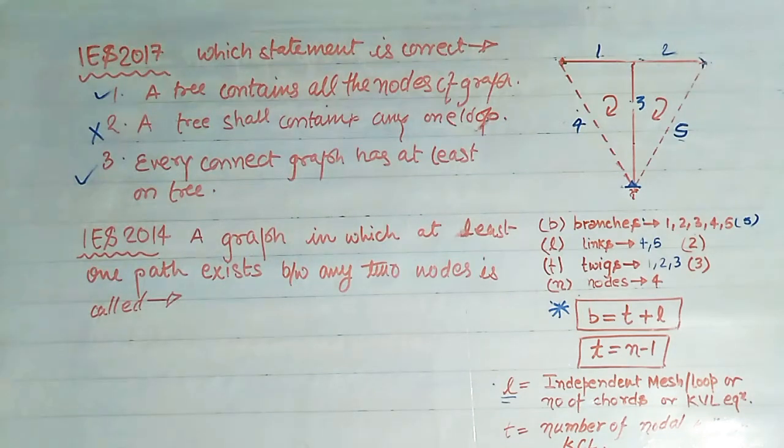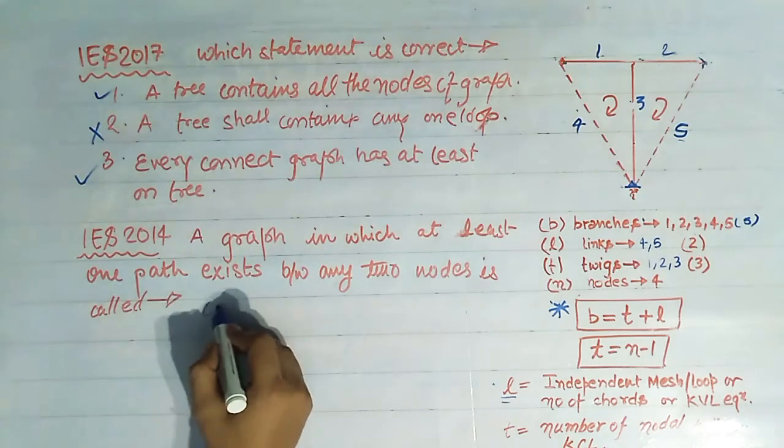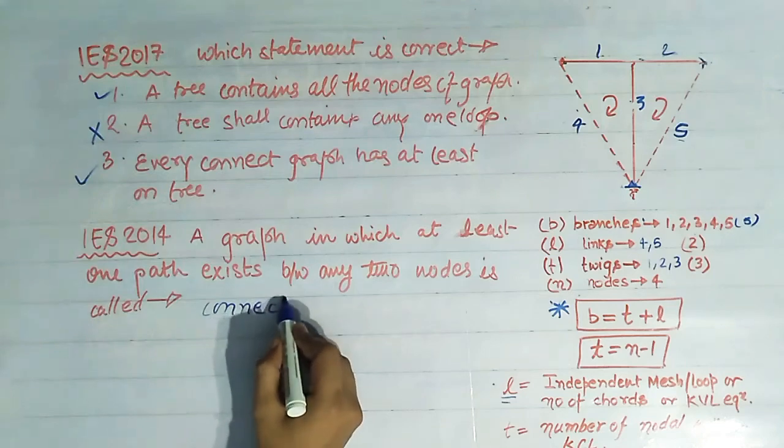Now take this question that has been asked in ES 2014. A graph in which at least one path exists between any two nodes is called. So a graph in which all the nodes are connected by a particular path, then such a graph is called a connected graph.